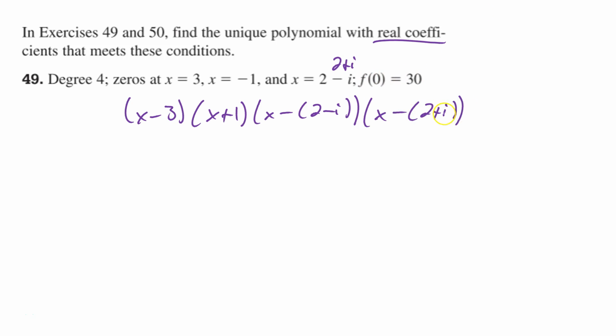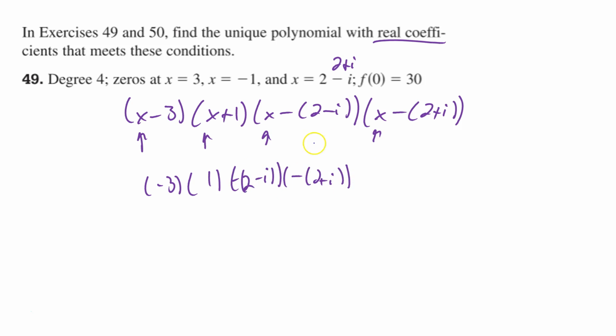They tell us we want f of 0 to be 30. So let's plug in 0 for all these x's. We're going to have a negative 3 times 1 times negative 2 minus i times negative 2 plus i. So this gives us negative 3 times, these two negatives are going to cancel out to positives, 2 plus i times 2 minus i. 2 times 2 is 4. So 2 squared plus 1 squared is 5. Right? Conjugates, a squared plus b squared. That gives me a negative 15.